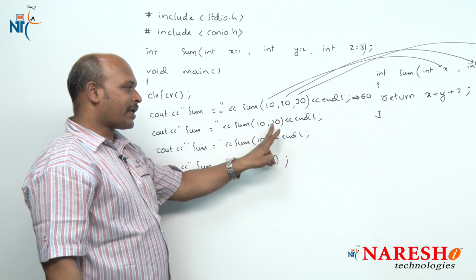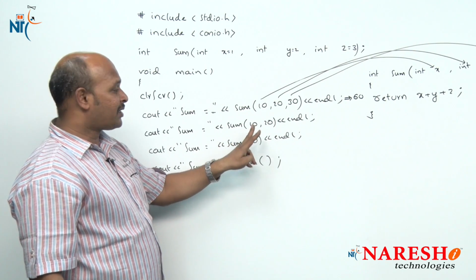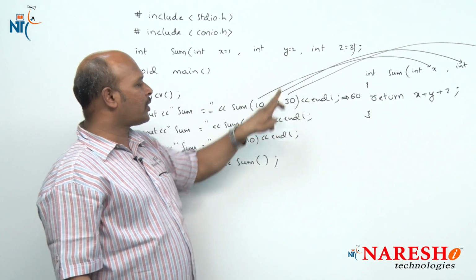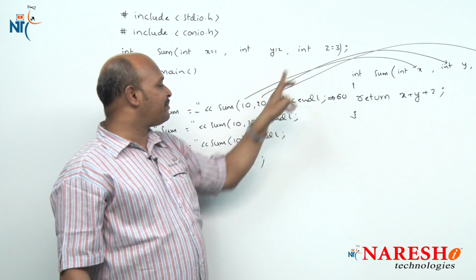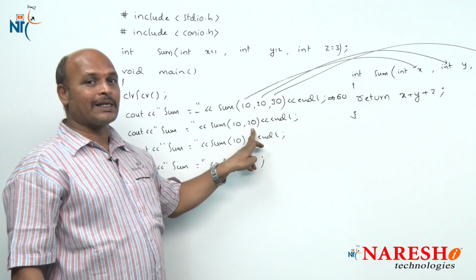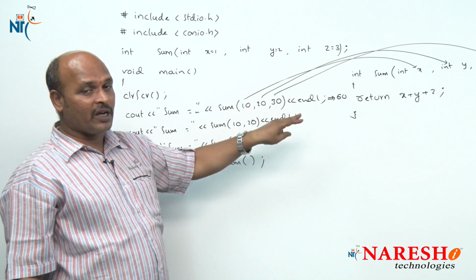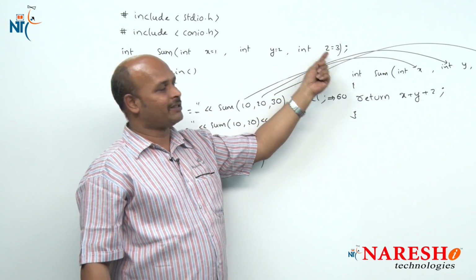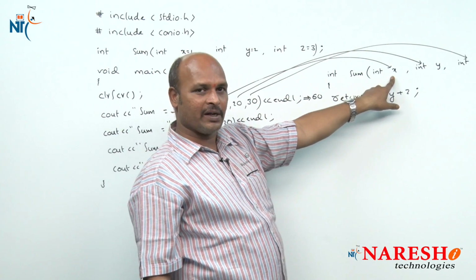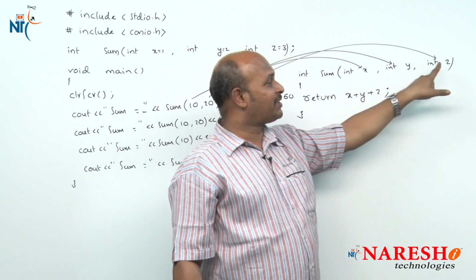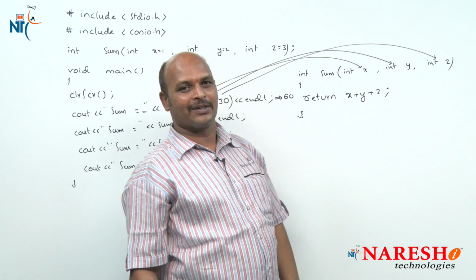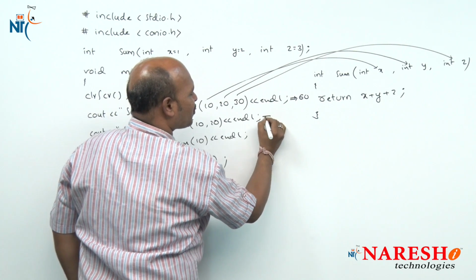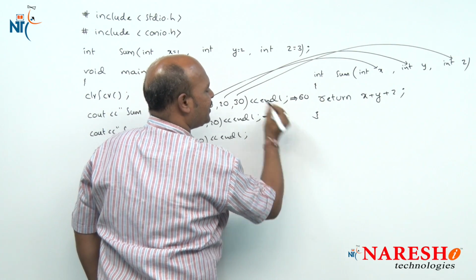Now the second function call, what happens? 10 goes to x, means 1 is replaced with 10 and 2 is replaced with 20. Now z is missing, the corresponding value is missed for z. When it is missed, automatically your compiler replaces it with 3. That means here x becomes 10, y becomes 20, but z becomes 3. That is the answer, 10 plus 20 plus 3. That is why the second program result is 33.